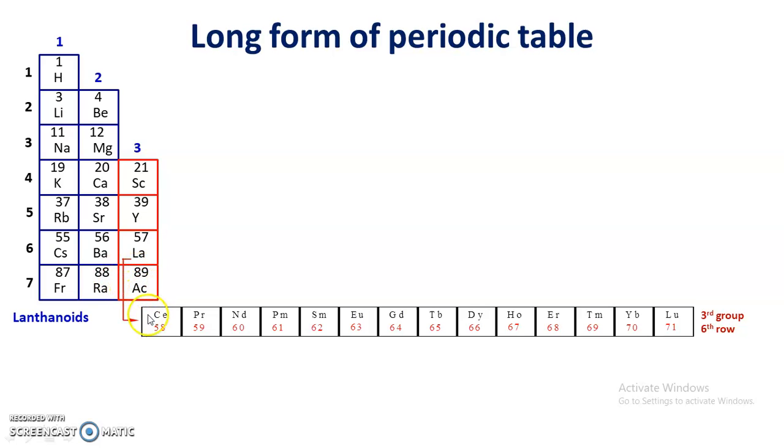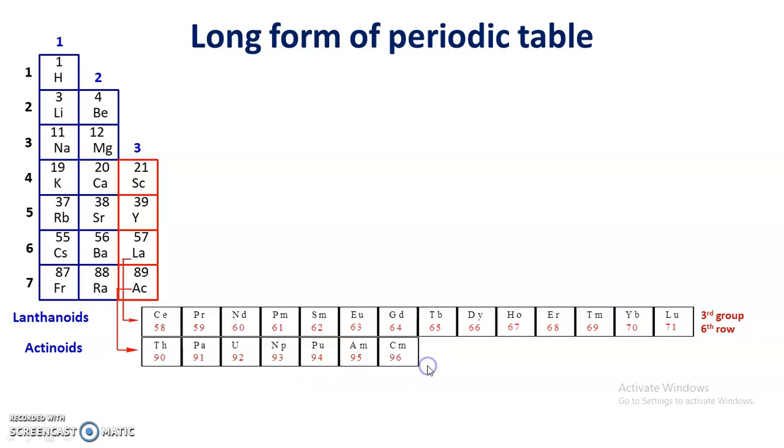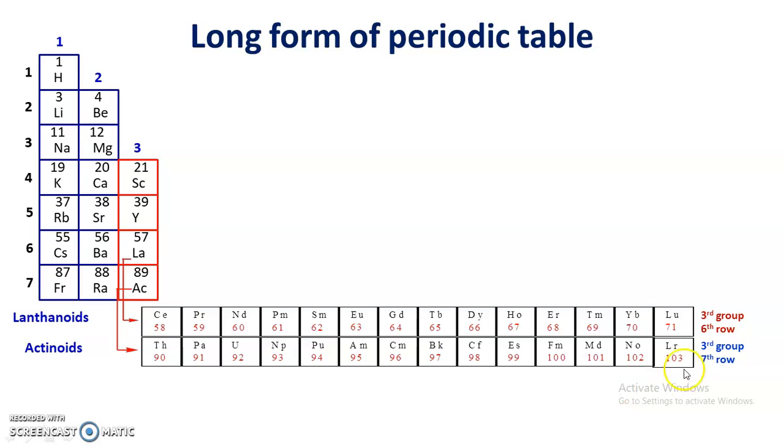Actually actinium is a D block element. Now rest elements are shown at the bottom as actinoids or 5F elements. This is thorium, it comes after actinium. Then next is protactinium, uranium, neptunium, plutonium, americium, curium, berkelium, californium, einsteinium, fermium, then mendelevium, nobelium and lawrencium. So these are placed in third group and seventh row, and these are actinoids.